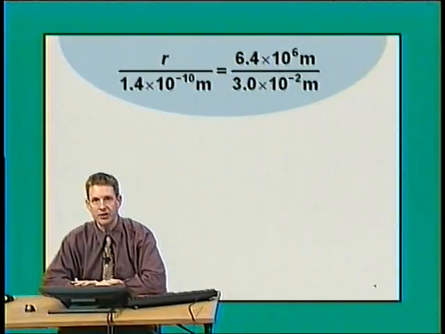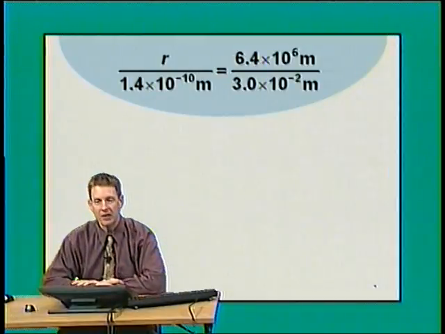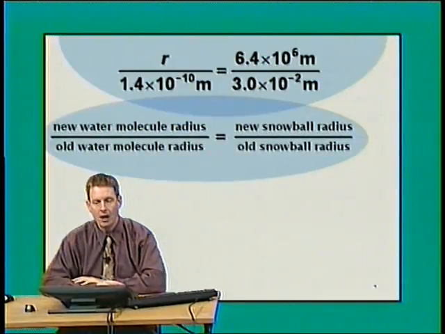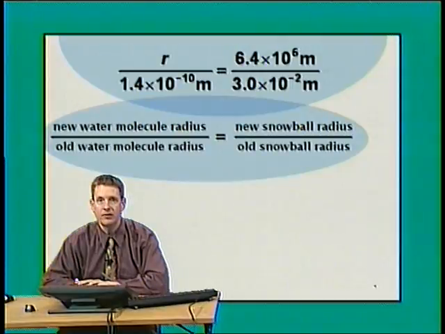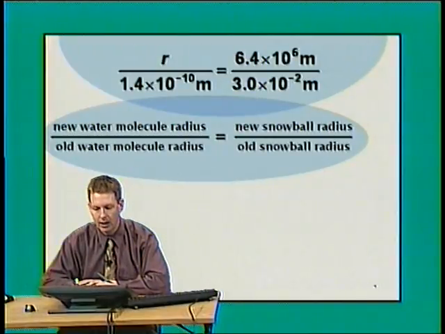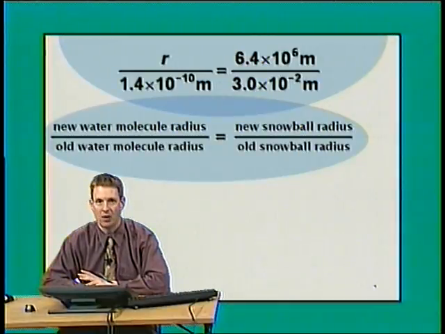That's called a proportion. So I've gone ahead and typed up a proportion that we could solve to determine what the radius of the enlarged water molecule would be. There's a lot of numbers and letters here, so let me make it real clear what's playing what role. That r in the numerator is the new water molecule radius. It's the radius of the water molecule after the snowball blows up. The 1.4 times 10 to the negative 10th meters, that's the original, real, actual water molecule radius.